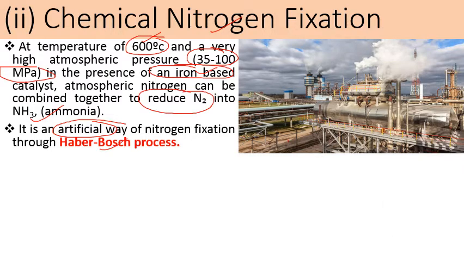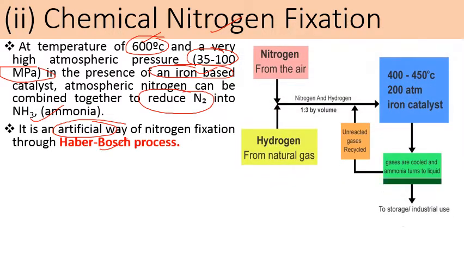So there were two scientists. Here in this case, nitrogen from air contains the ratio of nitrogen and hydrogen in a 1:3 ratio by volume. Then hydrogen from the natural gas, then they combine under these conditions in the presence of iron catalyst and will give rise to the ammonia. Ammonia को फिर store करते हैं in liquid form.